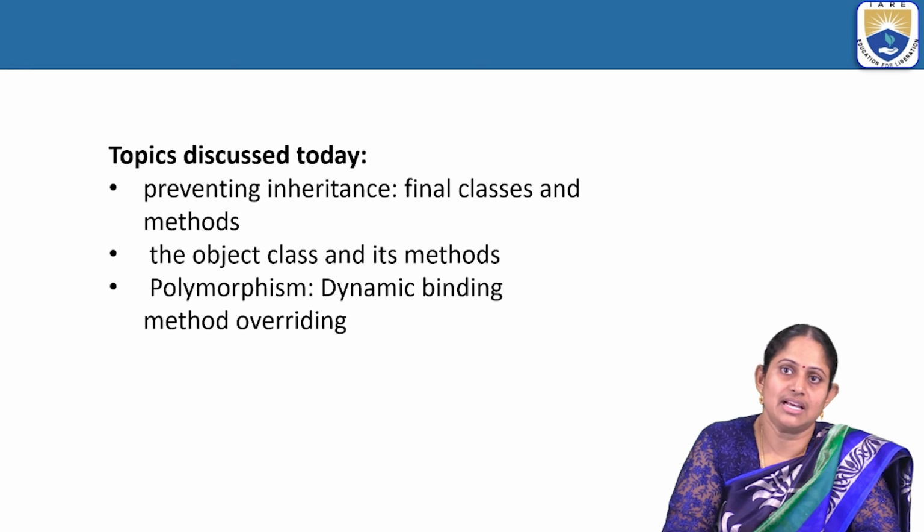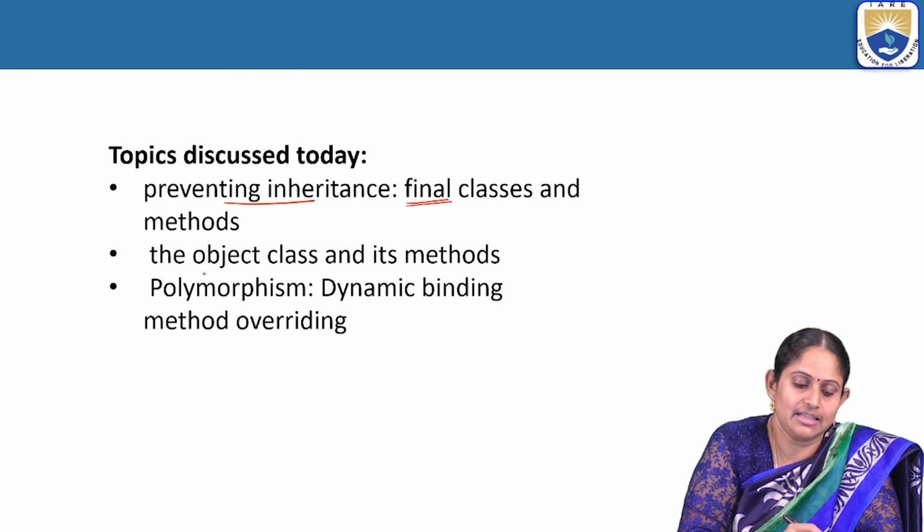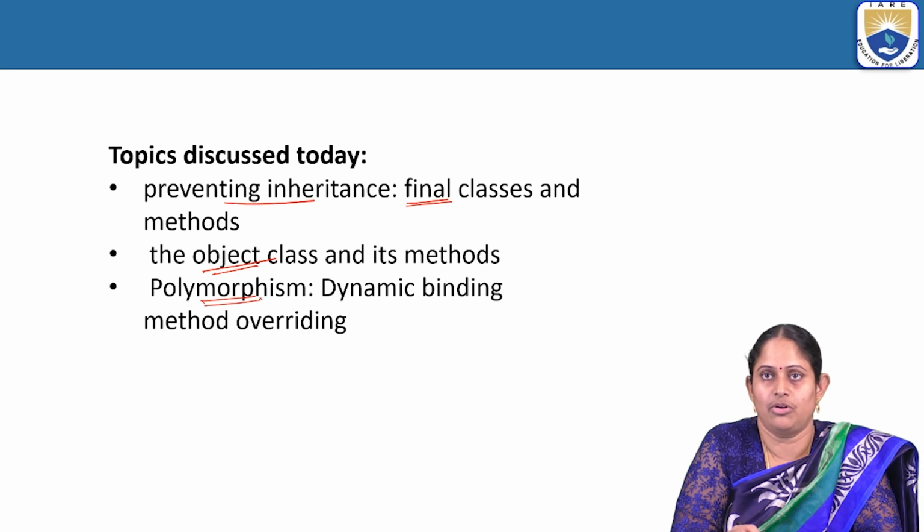So in today's class, we have discussed preventing inheritance using final, then the Object class and its methods, and about runtime polymorphism.